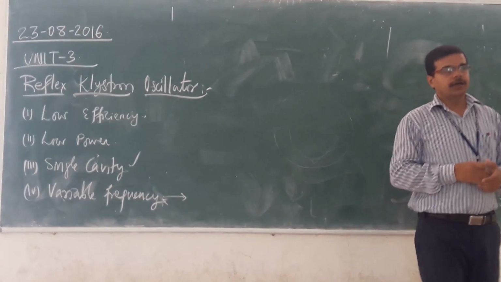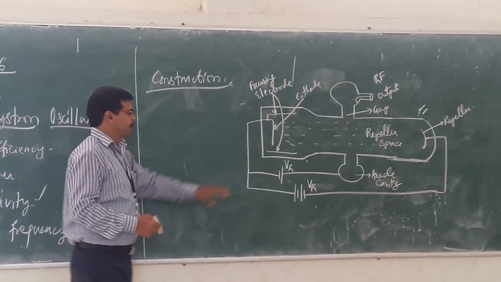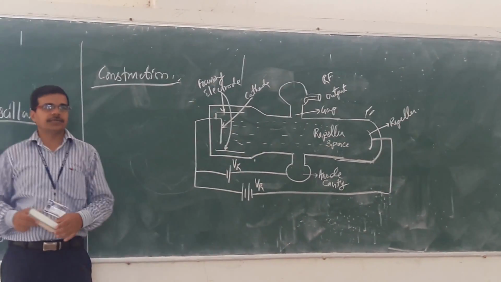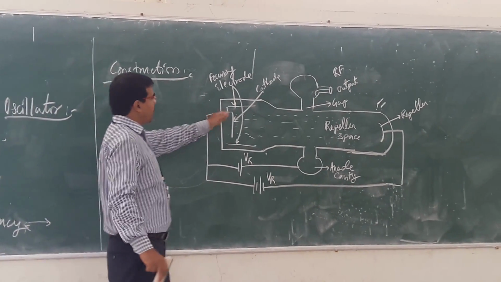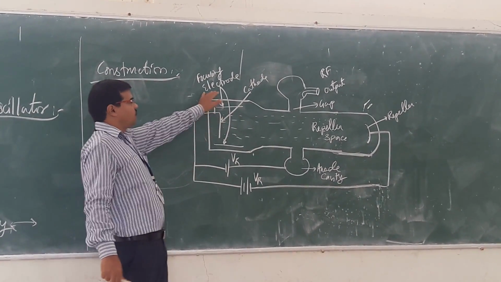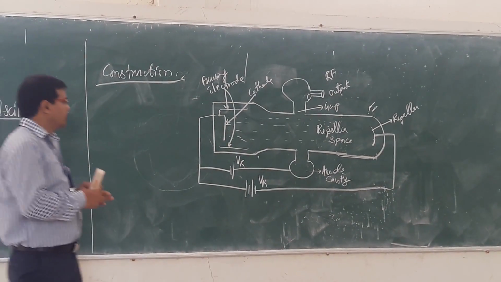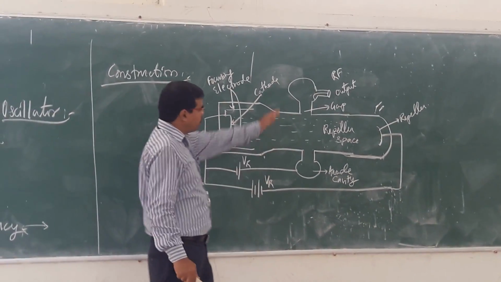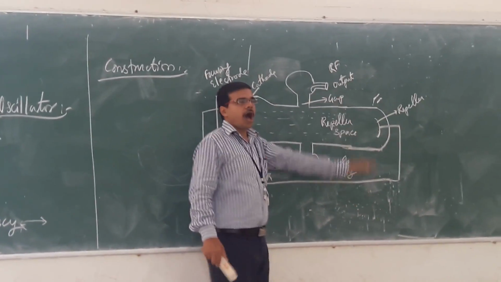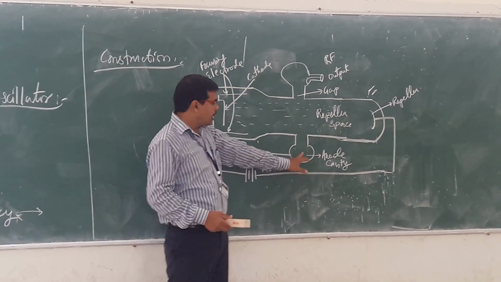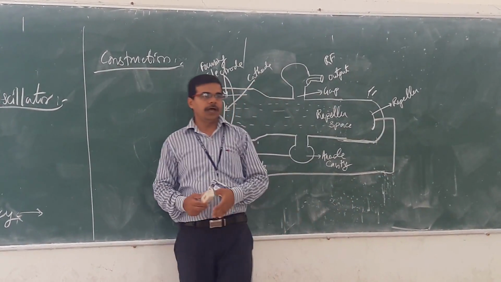Now let us see the construction of your Reflex Klystron Oscillator. This is the construction of your Reflex Klystron Oscillator. Here you are having the cathode, focusing electrode. So by adjusting the focusing electrode, we can adjust the flow of electrons. Here you are having just one single cavity. Single cavity means here we are getting the RF output signal. Here you are having the anode, and finally here you are having the repeller.